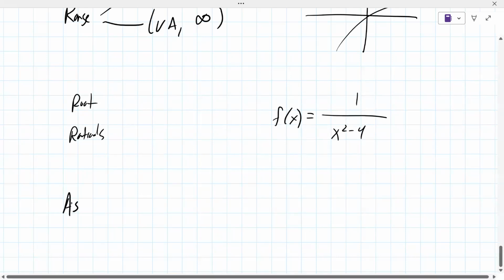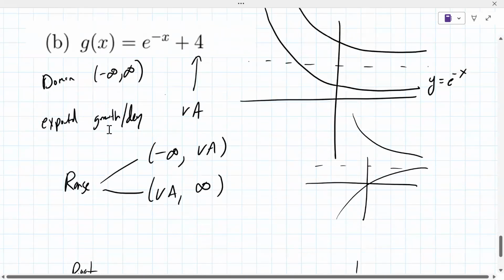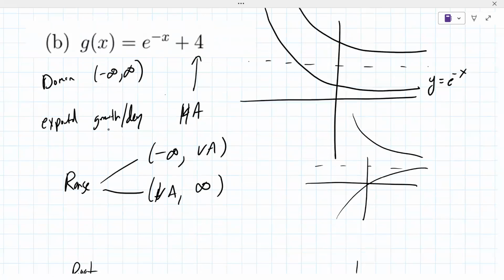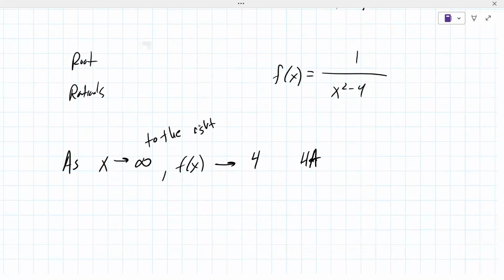Now, this one's a little bit different with its end behavior as x goes to infinity, again, to the right forever. In this case, f of x does approach a number. It approaches the horizontal. Sorry, I'm so sorry. This is a horizontal asymptote, not a vertical asymptote. Very tired, so that's why that is the case. It always approaches the horizontal asymptote, typically.